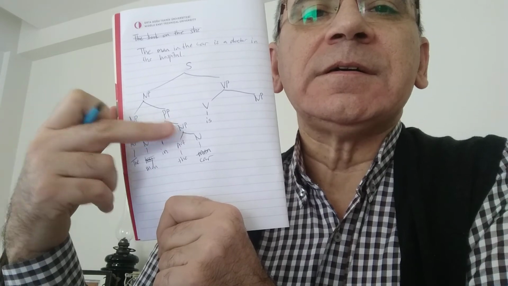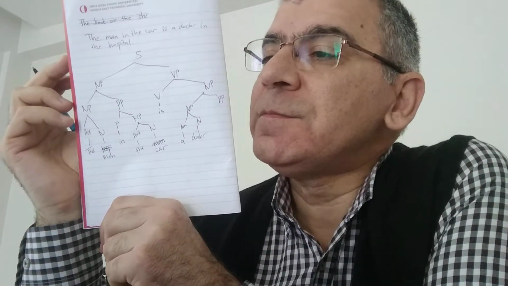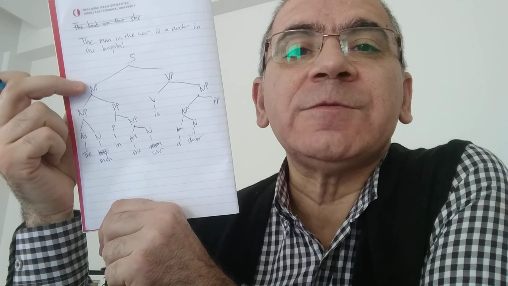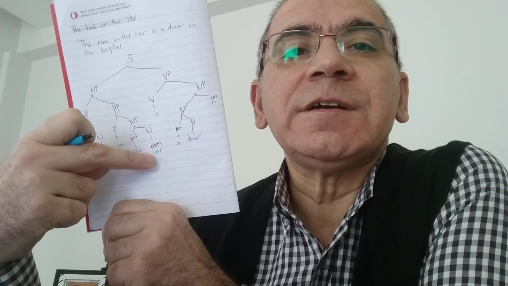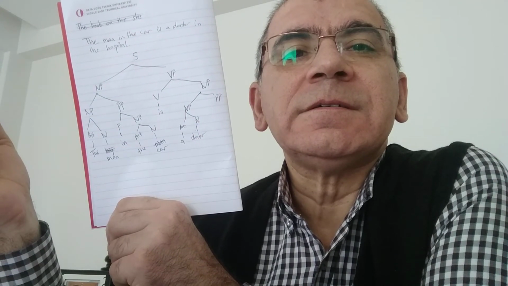The man in the car. Okay, a doctor in the hospital. It is the same structure. It's exactly the same structure. This time, the article is an indefinite article, not a definite article. A, noun, doctor. It is the same as this noun phrase. The same as this noun phrase. We carry the same structure here. Okay? In the second noun phrase.